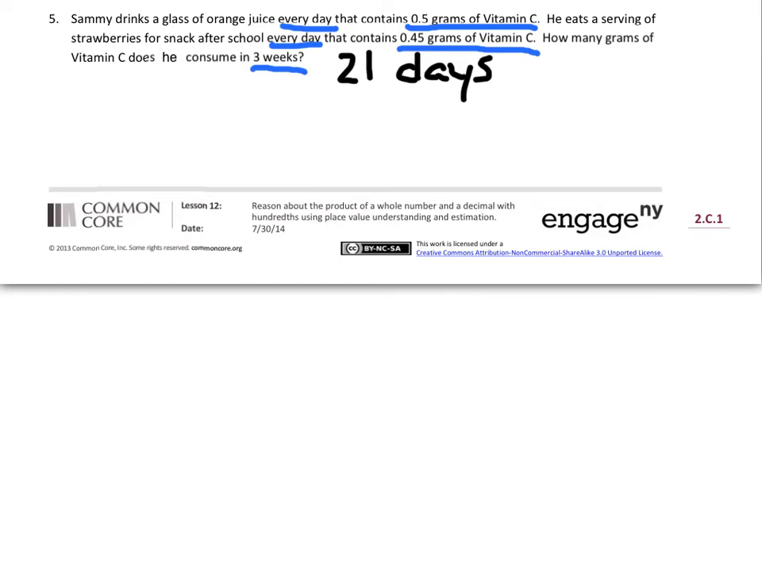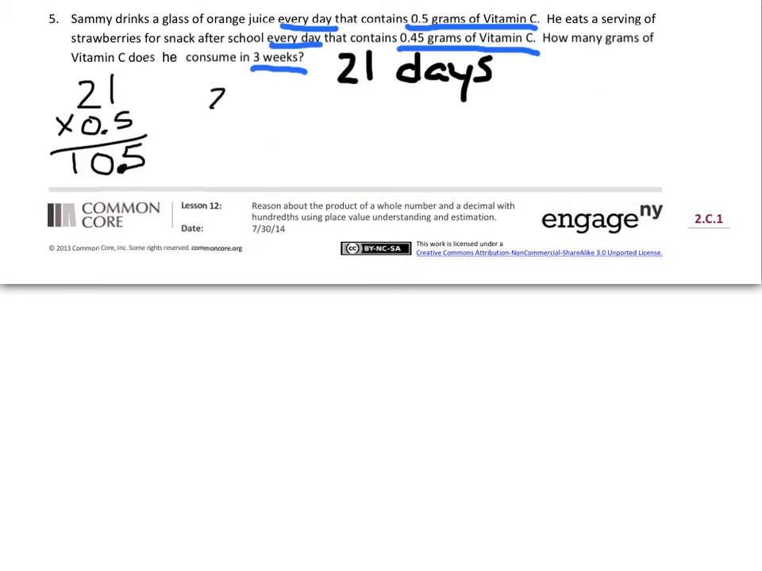Let's start by multiplying 21 days by each part separately. So we're going to have 21 times 0.5. And this is going to represent the vitamin C that he gets from the orange juice over 3 weeks. 5 times 1 is 5. 5 times 2 is 10. Bring down a 0 as a placeholder if you wanted to, but 0 times anything is 0, so we can actually stop right there. We have one number behind the decimal, so we need to have one number behind the decimal in our answer. So we get 10.5, or 10 5/10.